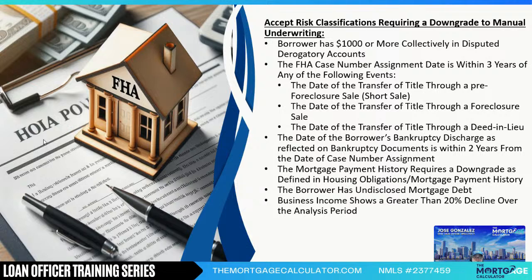And last but not least, this is one that can be very easily missed, but it is probably almost as common as the disputed accounts one, which is the first one: for your self-employed borrower, the business income shows a greater than 20% decline over the analysis period. So if you're looking at 2022 and 2023, and from 2022 to 2023 the income declined for your self-employed borrower by over 20%, then you have to downgrade that file to a manual underwrite. That's pretty scary right there.